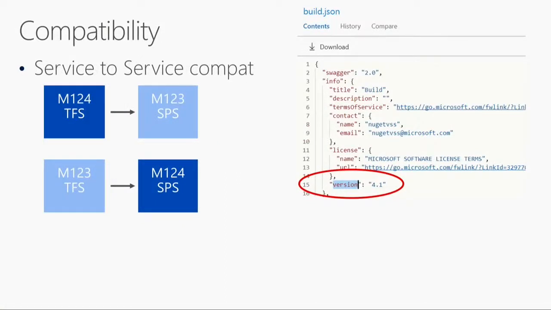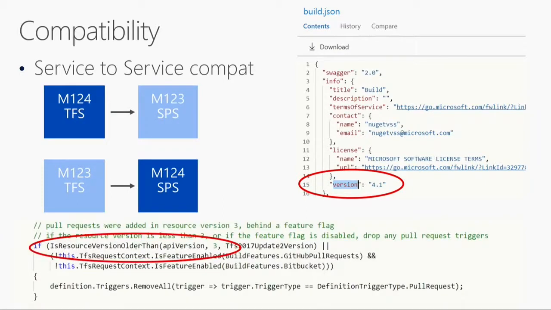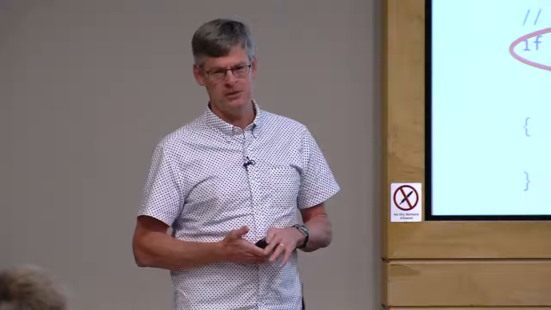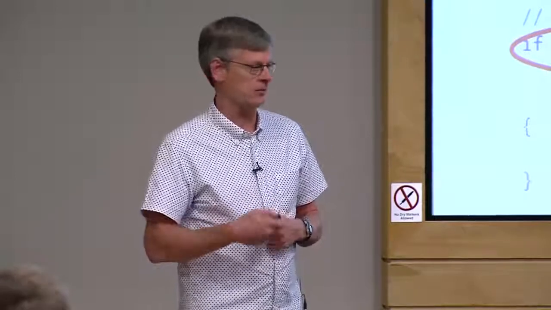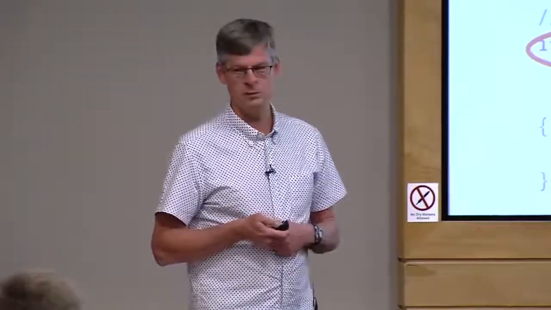The other level of compatibility is service-to-service compat, so we can have 124 TFS calling 123 SPS and similarly 123 TFS calling 124 SPS. When a call is made and we get a JSON artifact, it includes a version on it. And so similarly, you can write code to say, hey, if this is an older resource, it's going to be specific to whatever that thing is and what you've got to do to protect yourself against it. It ain't pretty, but that's kind of what the code's going to look like. Somebody had asked about, hey, do you come back around and clean stuff up? And yes, we do. We don't enforce it, though. We don't have any metrics to say how much M120 code we still have sitting around.